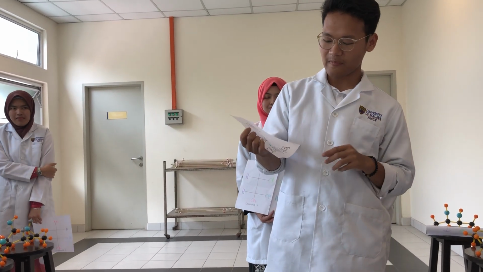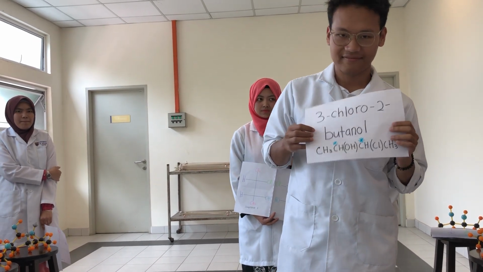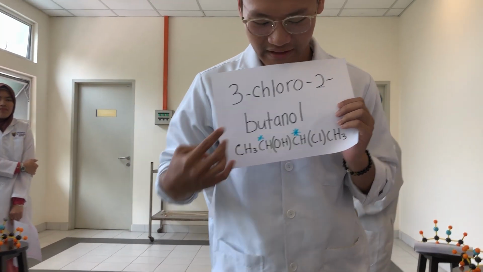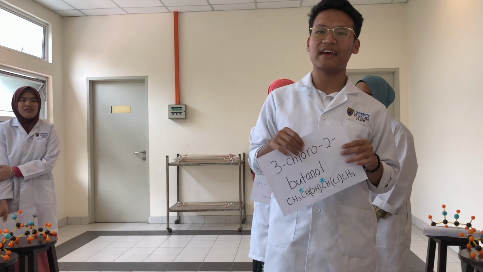Okay. Our first compound is 3-chloro-2-butanol. It has 2 chiral carbons right here and right here. We use the formula 2 to the power of n, where n is the number of chiral carbons.